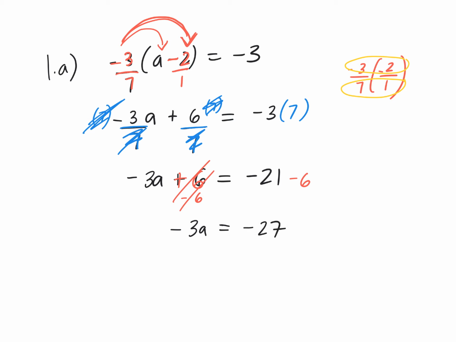To isolate a, what do I have to do to both sides now? Divide by negative 3. A equals, what's negative times a negative divided by a negative is a positive. 27 divided by 3 is 9. A is equal to 9.